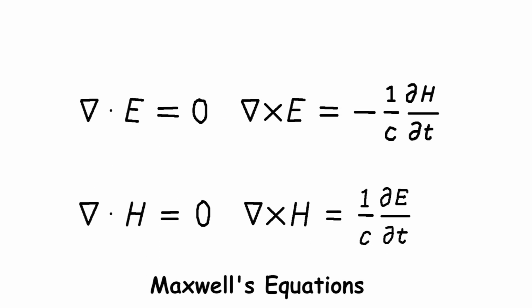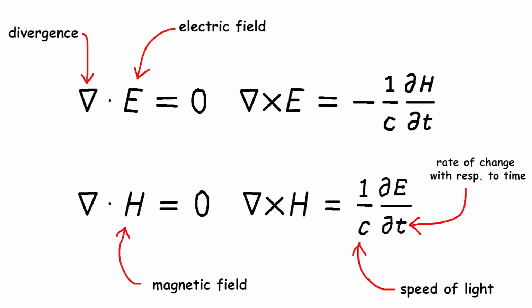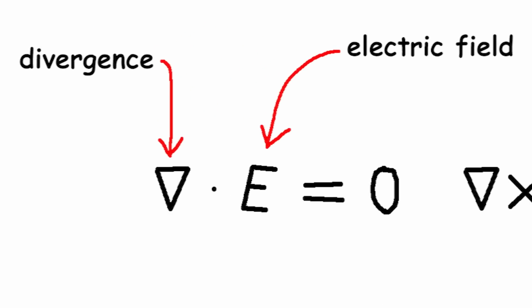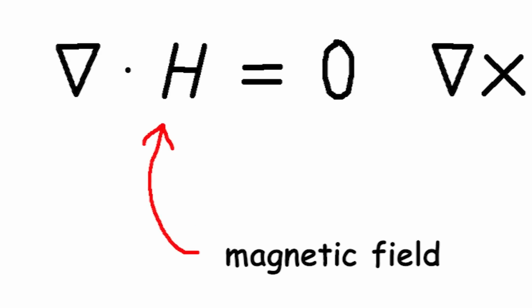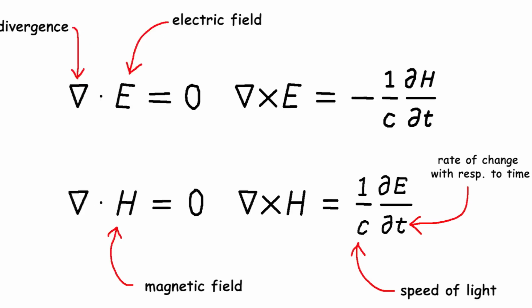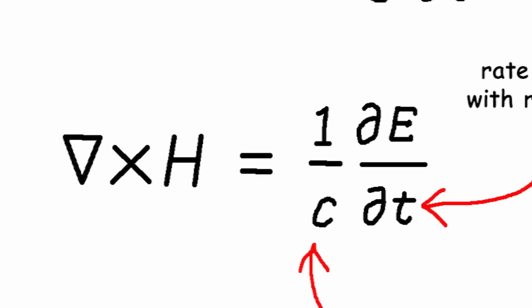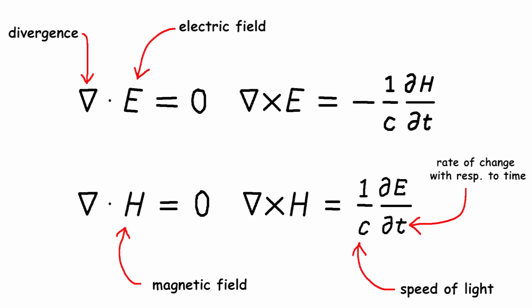Maxwell's equations. Maxwell's equations are a set of 4 mathematical equations that describe the relationship between electricity and magnetism. These equations are the foundation of our understanding of classical electromagnetism, or the study of electric and magnetic fields and how they interact. The 4 equations are Gauss's law for electric fields, Gauss's law for magnetic fields, Faraday's law of induction, and Ampere's law with Maxwell's correction. These equations show how electric and magnetic fields are created and how they change over time.